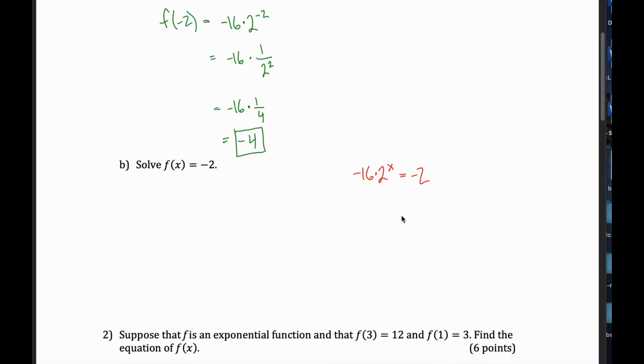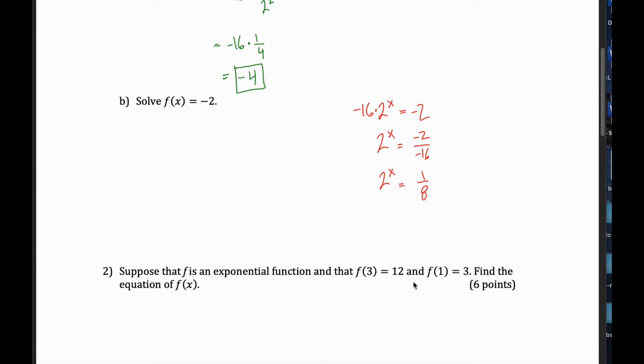And solving this equation is a little bit challenging, but maybe it would help if I could get the 2 to the x all by itself. To do that, I could divide both sides of the equation by negative 16. So 2 to the x equals negative 2 divided by negative 16. Well, the negatives cancel each other out, and 2/16 is the same as 1/8.